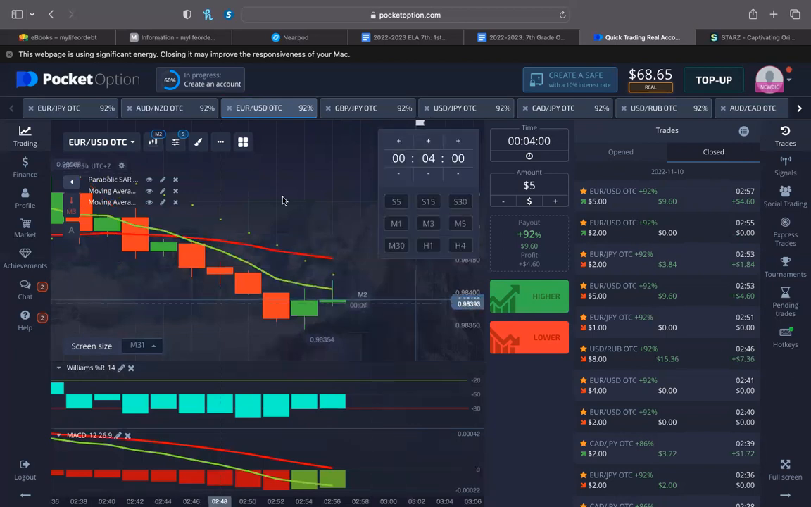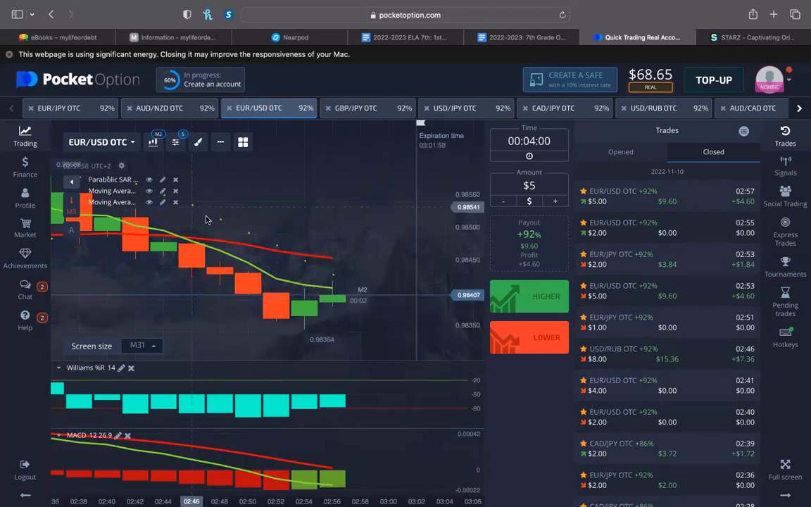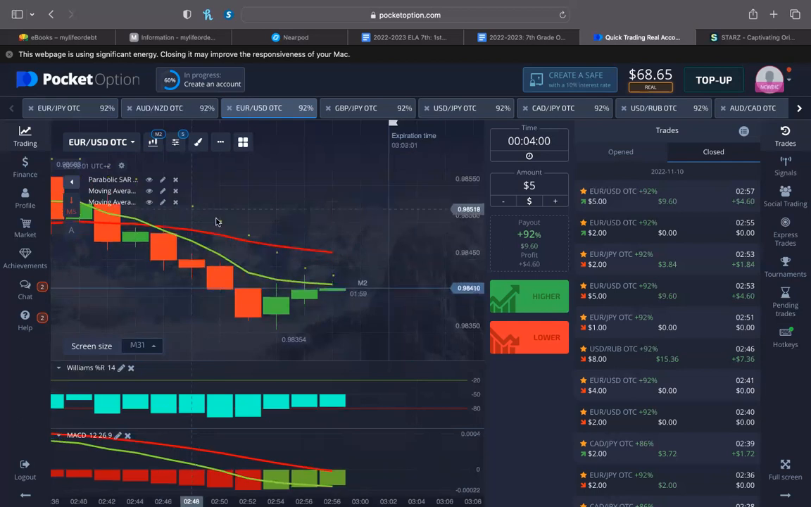What we're looking for, your first indicator, is going to be the PSAR. Is your PSAR above or below? If it's above, we know that it's a sell. If it's on the bottom, we know that it's pushing up for a buy. Second thing you want to look for is your EMA. What is this green line doing? If the green line is below the red, it's a sell. If the green line is above the red, it's a buy.